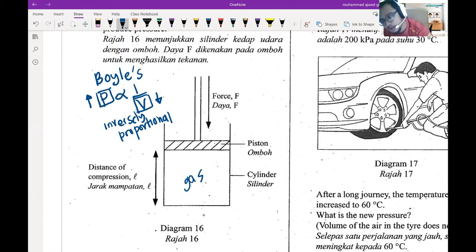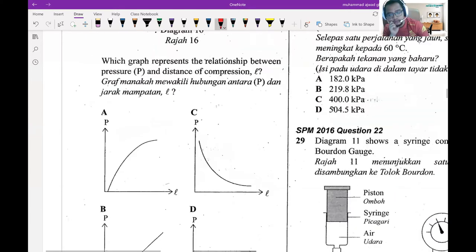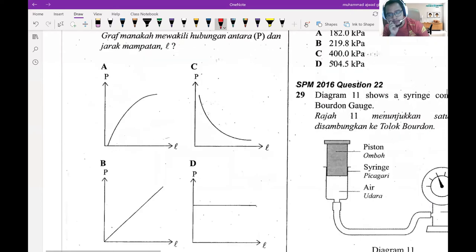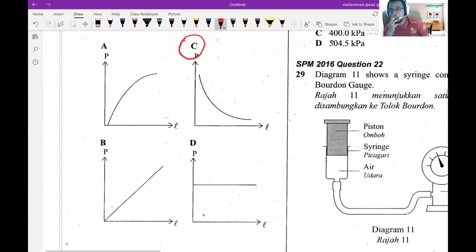Okay, jadikan equation. Okay, you learn in maths, variation. Okay, so tu dia punya formula. Right, so sekarang ni dia tanya which graph represent the relationship between pressure and compression. So hubungan dia adalah inversely proportional. Okay, jawapan dia C.